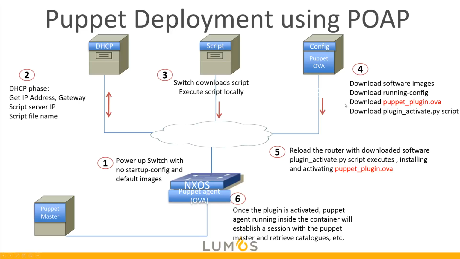Download running config, download the Puppet plugin OVA, and the activate Python script, which will activate Puppet. At this point, the router or switch would reload with the downloaded software, running the plugin activate Python. It's going to execute and install the actual Puppet OVA. And then once the plugin is activated, the Puppet agent running inside the container will establish a session with the predefined Puppet master and send its facts, retrieve its catalogs, retrieve its manifests, and apply configuration as we saw in the process earlier.